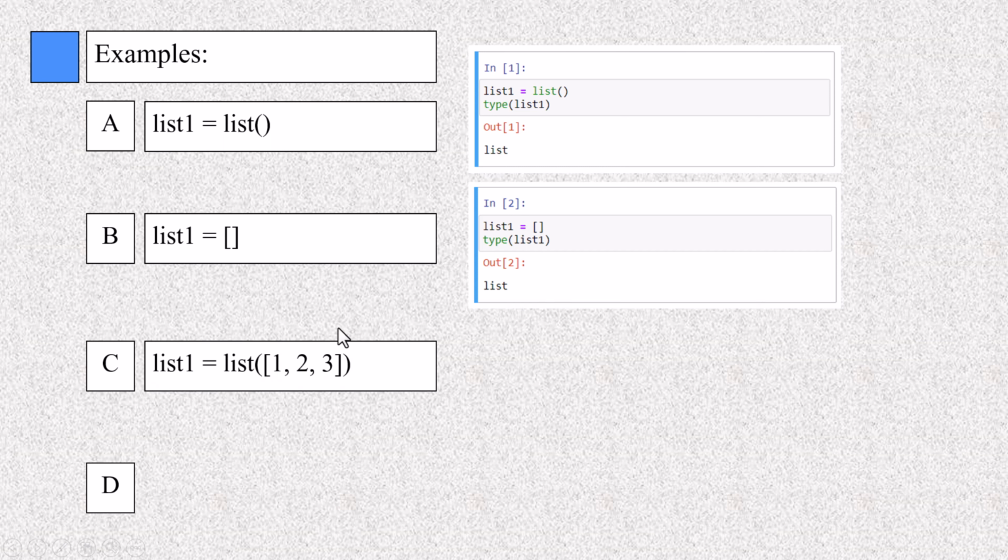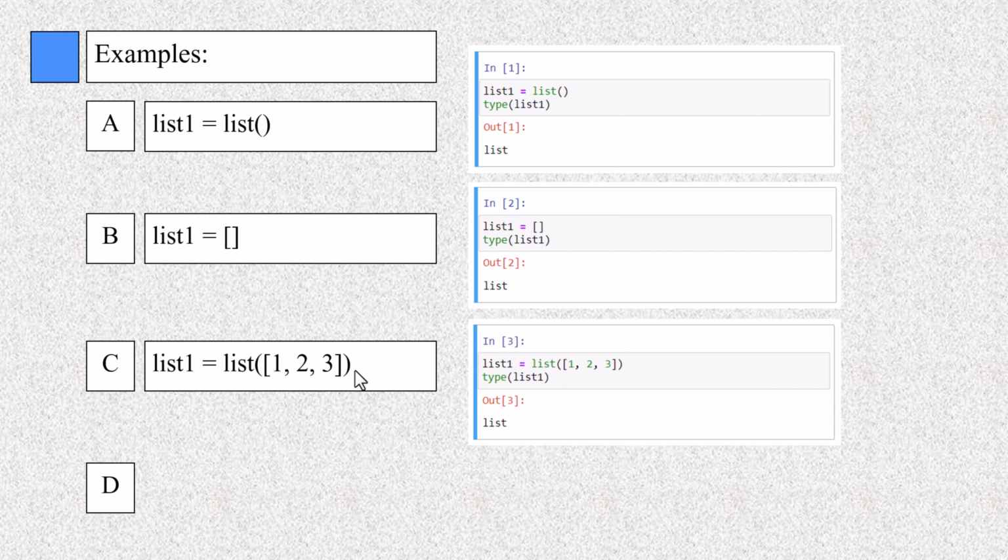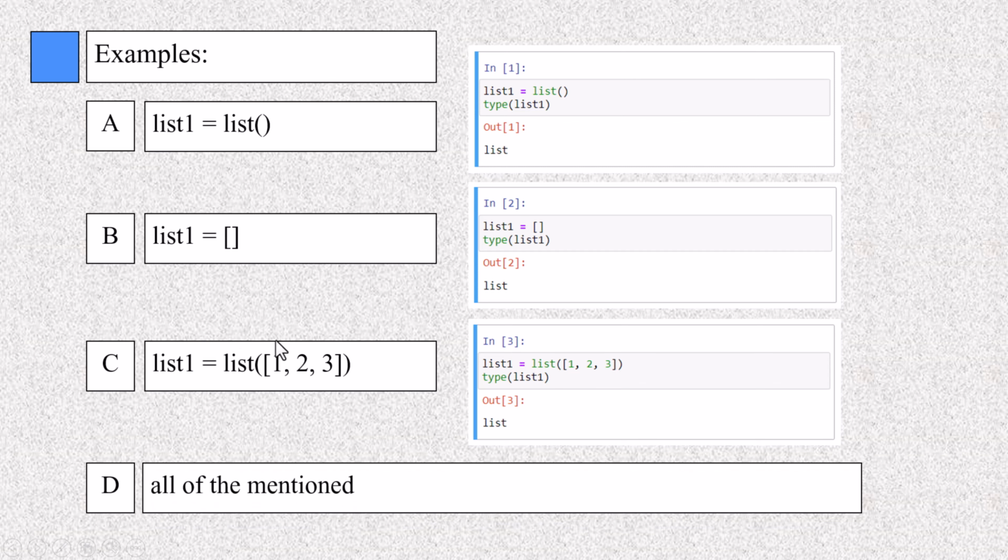Option C was list, then inside the first bracket and within the third bracket 1 2 3. It will create a list with 3 elements. The length of this list will be 3, and if you run the code and check the type of list1, it will also give list. So in these 3 ways you can create a list, in A, B, C ways. So our answer will be all of the mentioned. Go to the next question.